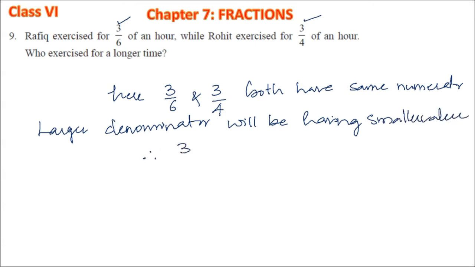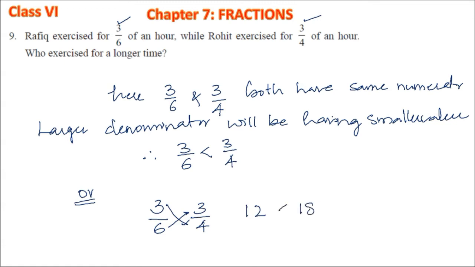Therefore, I can say that this 3 by 6 is smaller compared to 3 by 4. This is one way. Another method is when 3 by 6 and 3 by 4 are there, you just do cross multiplication. We get 12 and 18. It's clear that 18 is larger. This is another method.